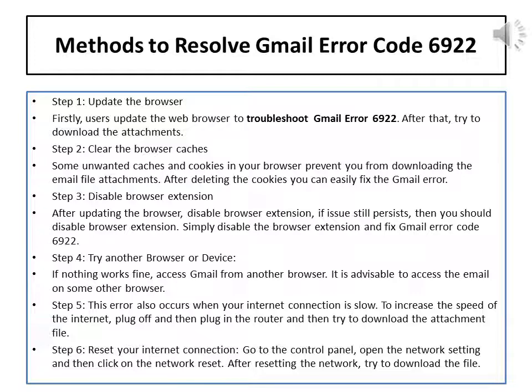Step 3. Disable browser extension. After updating the browser, disable browser extension. If the issue still persists, then you should disable browser extension. Simply disable the browser extension and fix Gmail error code 6922.